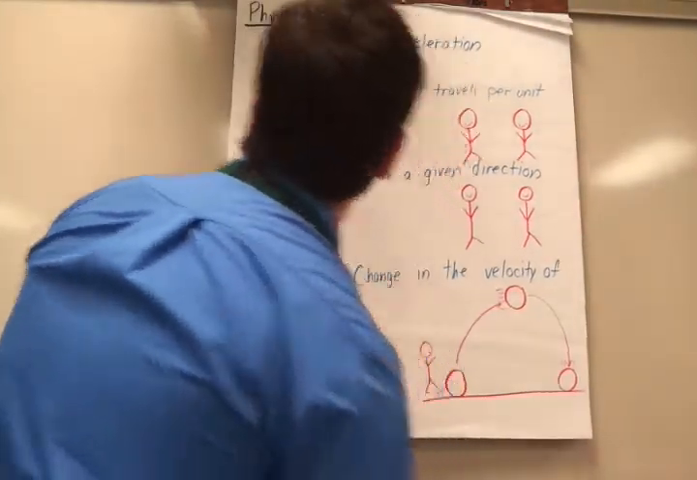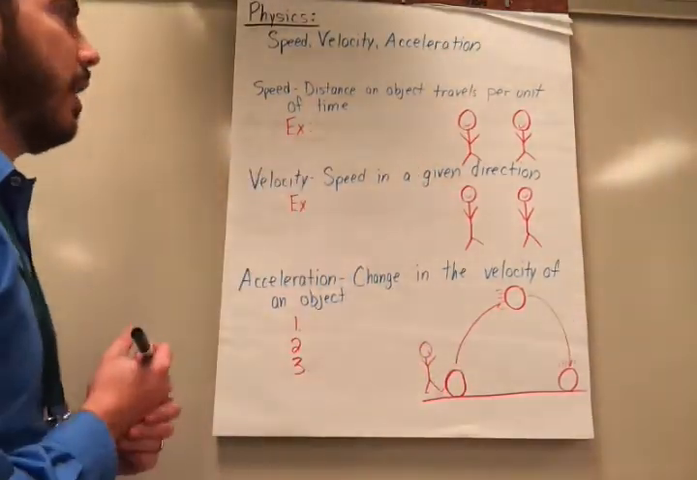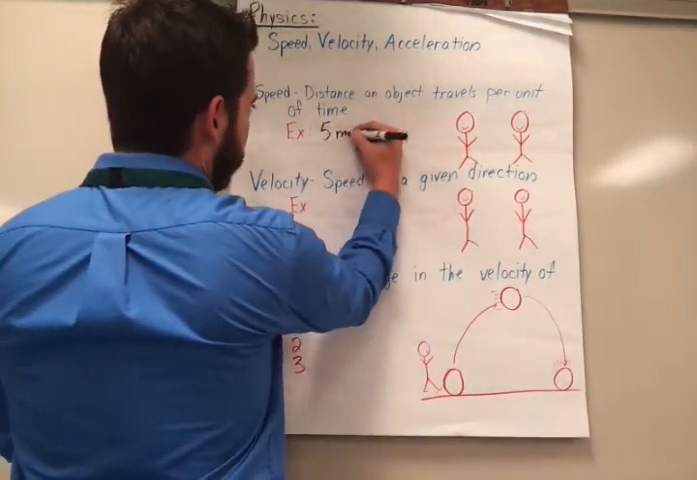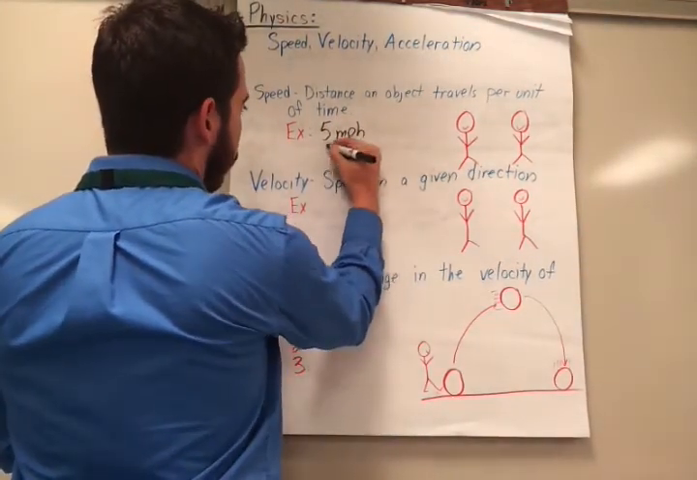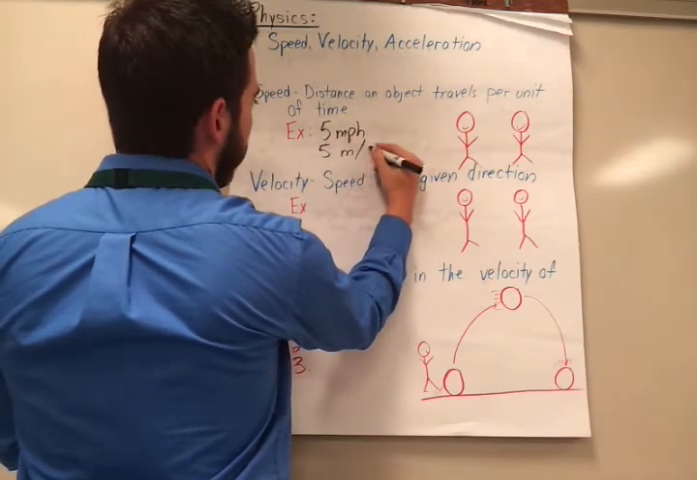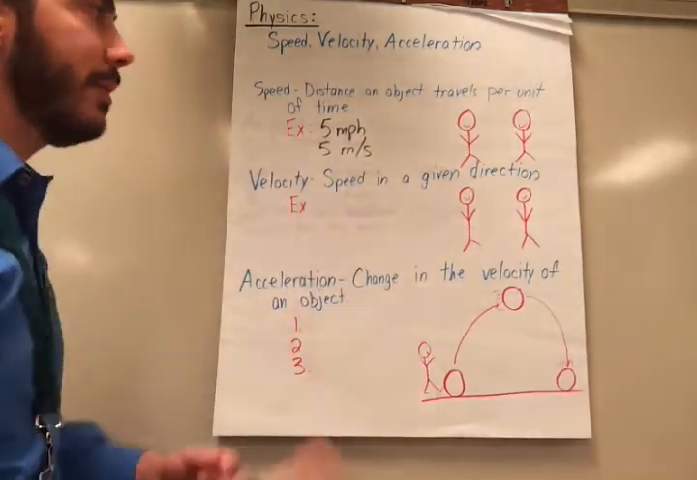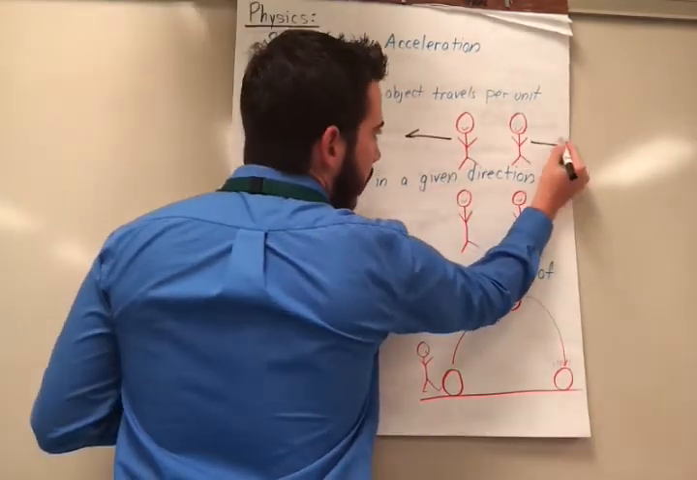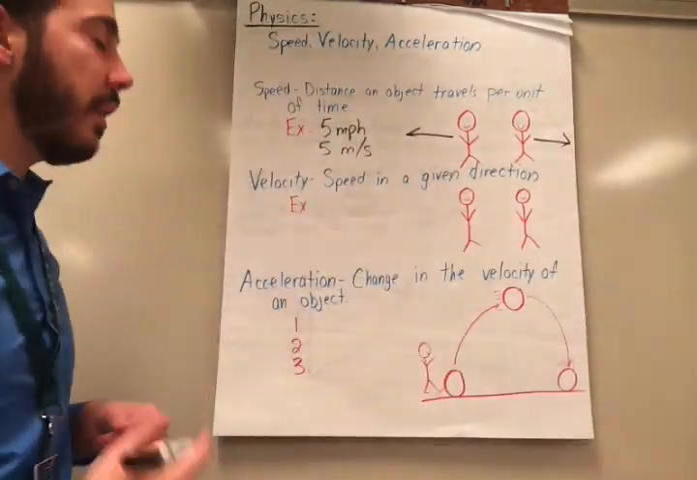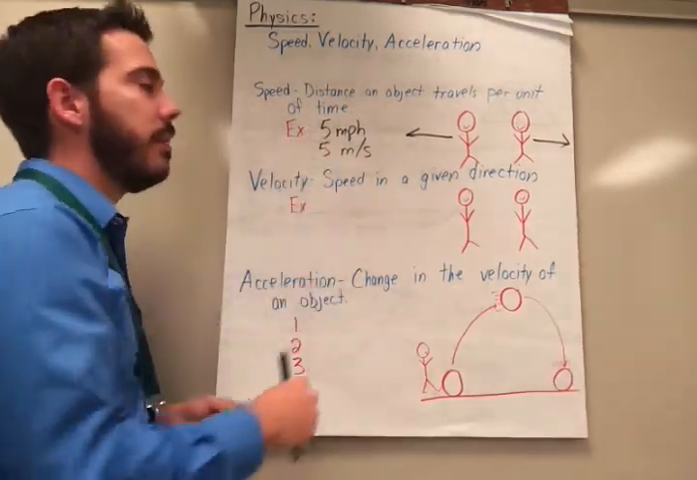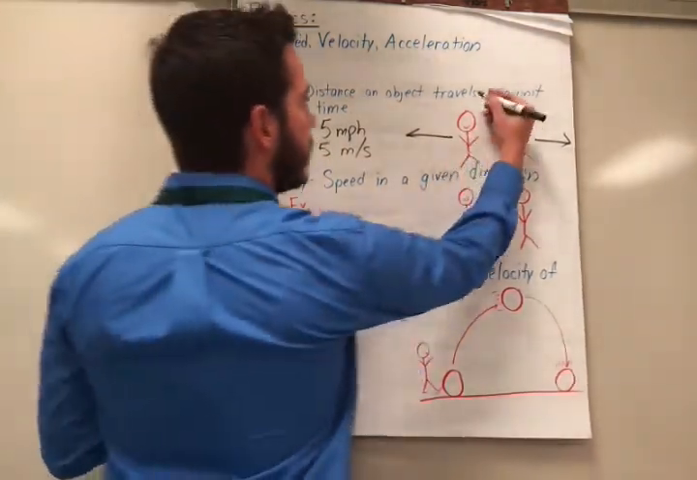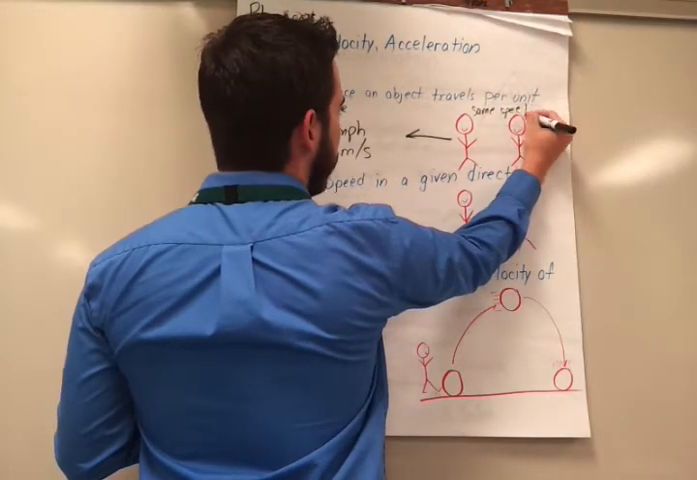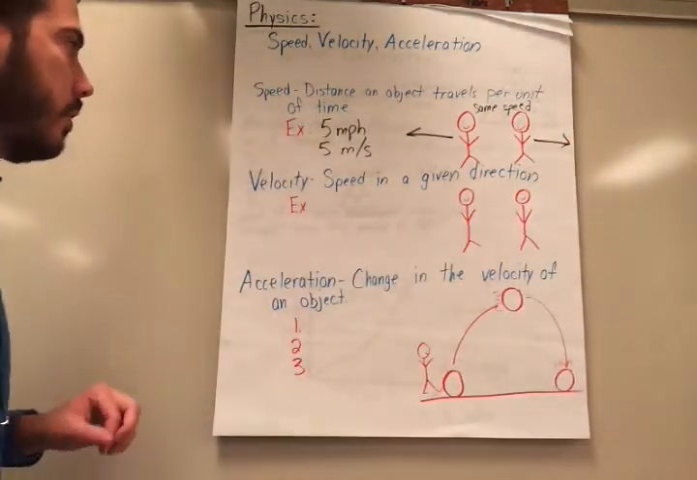Continuing on with speed, velocity, acceleration. Speed is the distance an object travels per unit of time. An example would be like 5 miles per hour or 5 meters per second. I didn't say which direction it was. It could be that way or it could be that way. And so either way, if it's 5, it's going to be the same speed. So these guys have the same speed, even though they're going in 2 different directions.